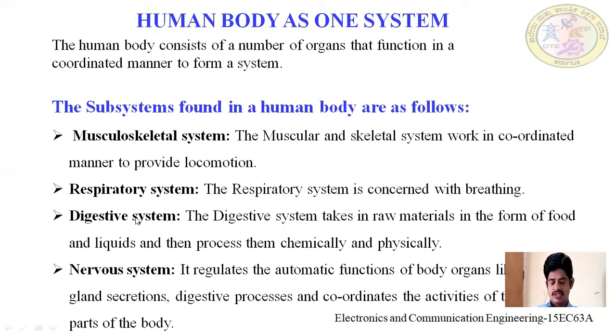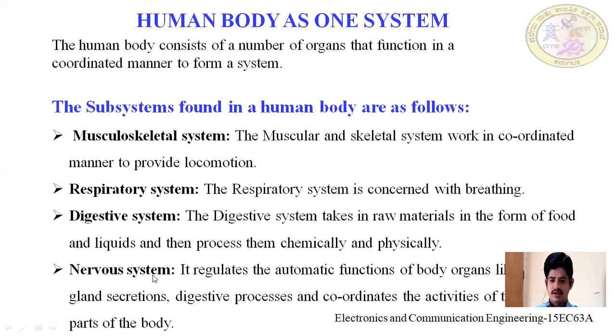Next comes the digestive system. Our body has a digestive system which will digest our intake, that is the food. The digestive system takes in raw material in the form of food and liquid and then processes it chemically and physically. Whatever intake we take, liquid or solid, it will be digested. It actually starts with the mouth. The mouth starts the digestion, then it goes to the intestine, where the digestion takes place. This is one subsystem.